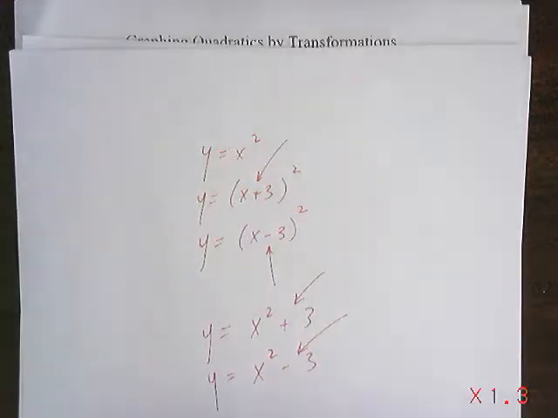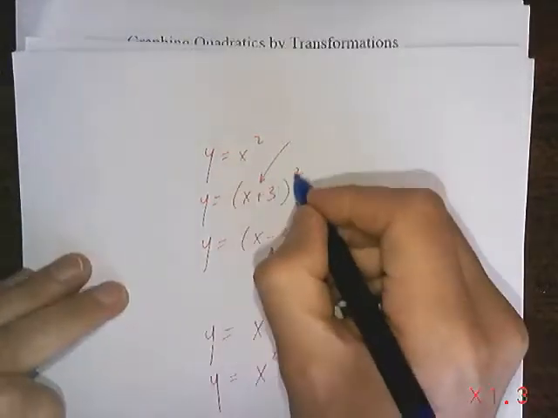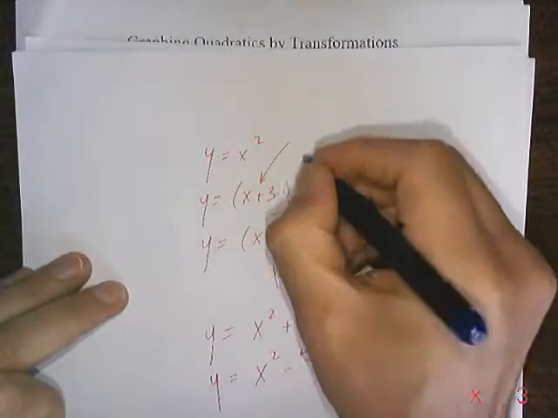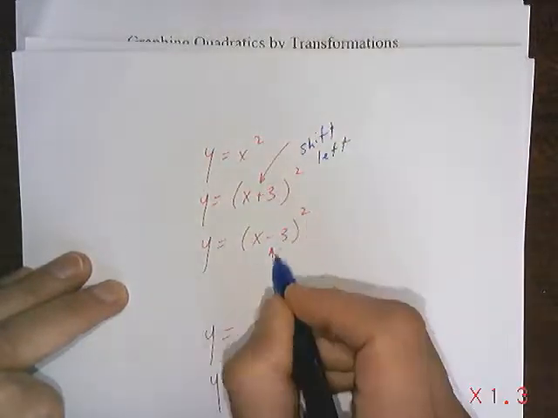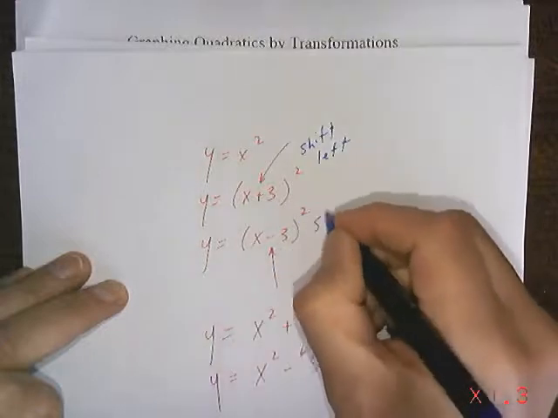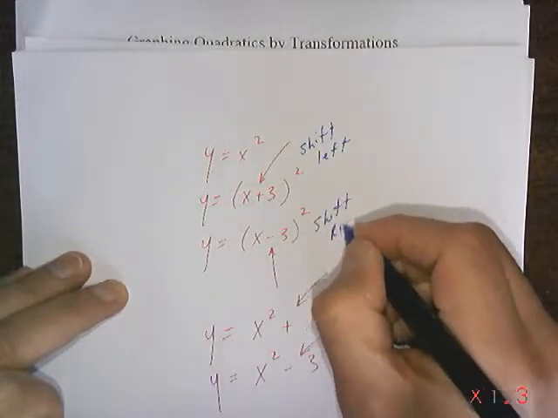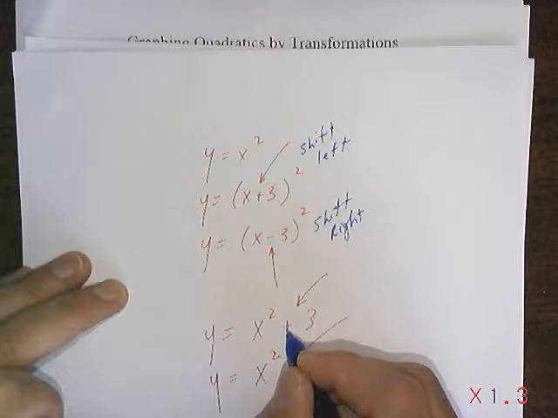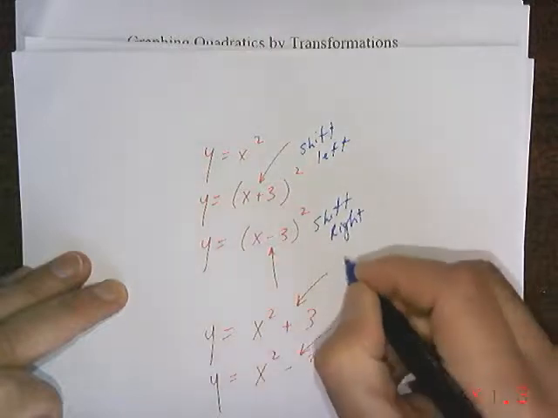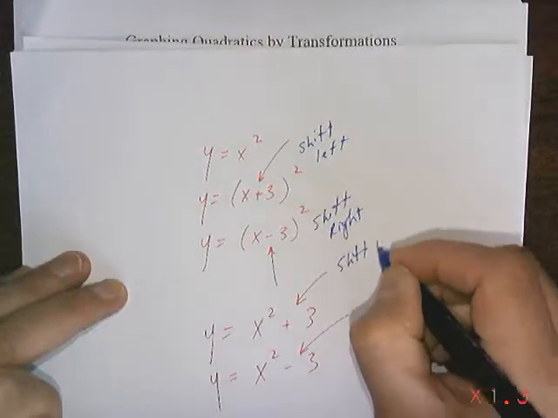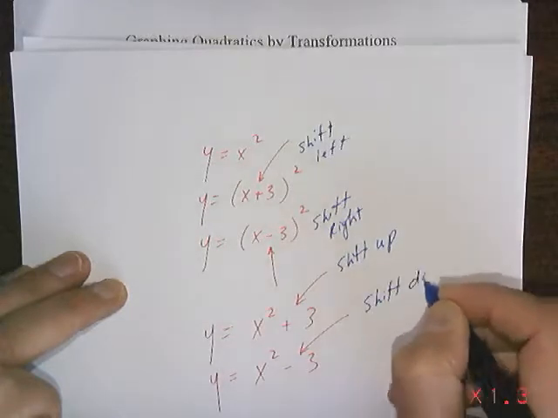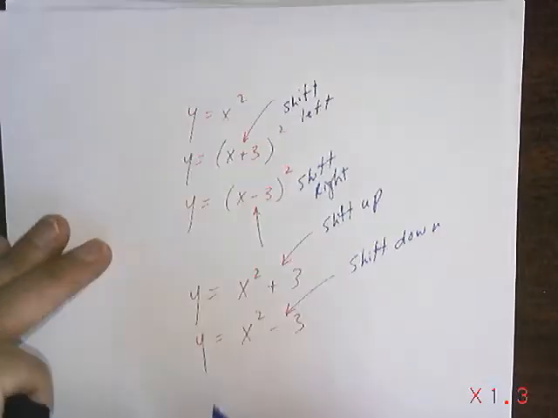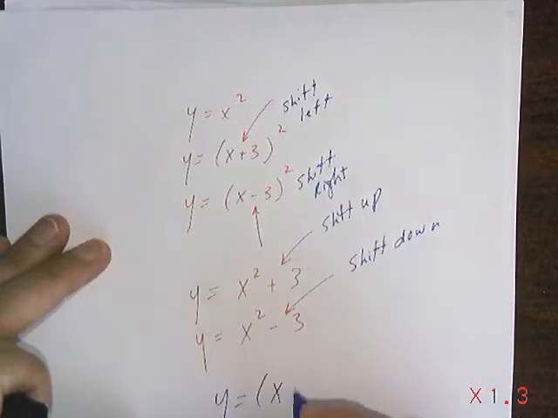What you're going to find, or at least what you should find, is that this plus on the inside of the x squared should be a shift to the left. You should notice that this negative inside the x squared is a shift to the right. You should notice that this plus outside the x squared should be a shift up. And you should notice that this is a shift down.